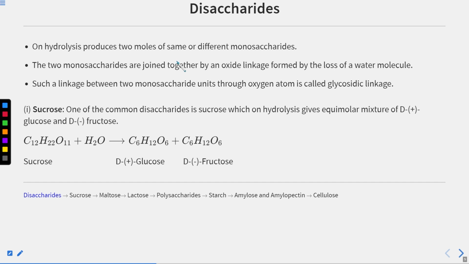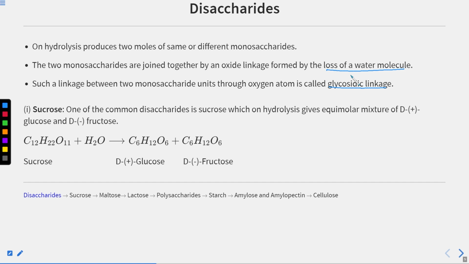Now we have 2 monosaccharide units, and these must be joined together to form the disaccharide. That bond linkage is called the glycosidic linkage. How it is formed, we will see in the next slide. Basically there is a loss of water during the formation of this bond between 2 monosaccharide units, and they are linked through oxygen. So there will be an oxygen in the middle of these 2 monosaccharide units. This is about the disaccharide.